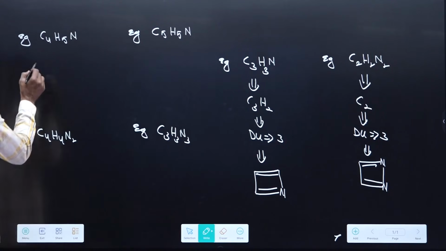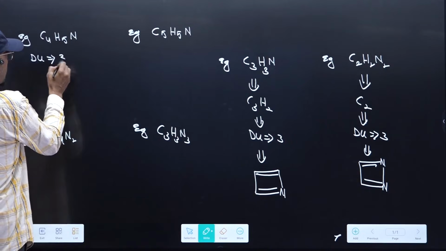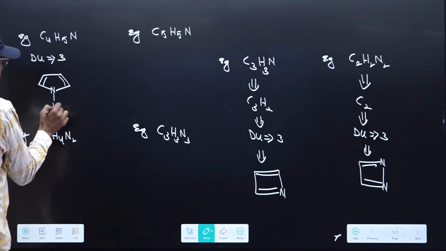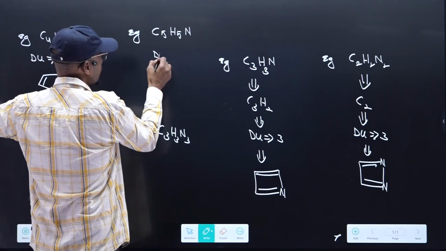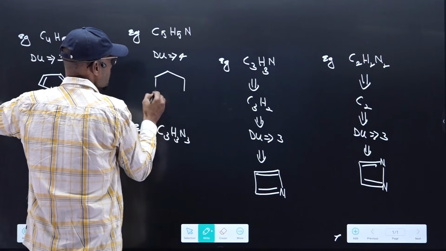What about DU? Is it 3 or not? 3. So can I create one structure? Pyrrole. What about DU? Is it 4? 4 means I can create one structure. Pyridine.